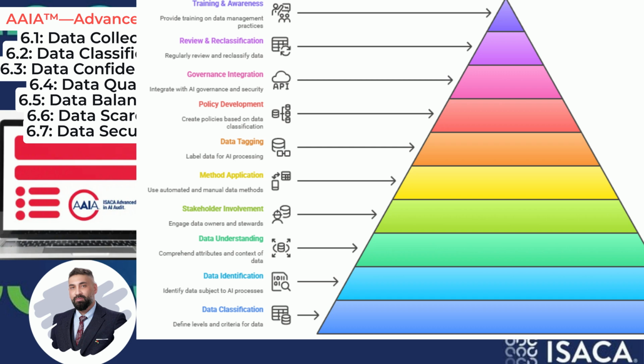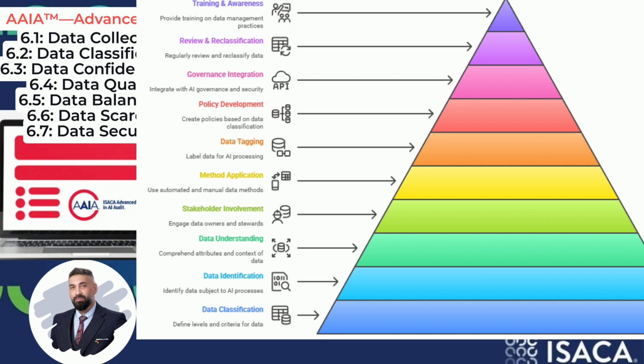Integrate with AI governance and security frameworks. Data classification should be an integral part of the overall AI governance and information security frameworks, not a standalone activity. This is a key tenet of holistic systems like an AIMS based on ISO IEC 42001. Regular review and reclassification, training and awareness: ensure that all personnel who handle data are trained on the data classification scheme and their responsibilities, as needed.